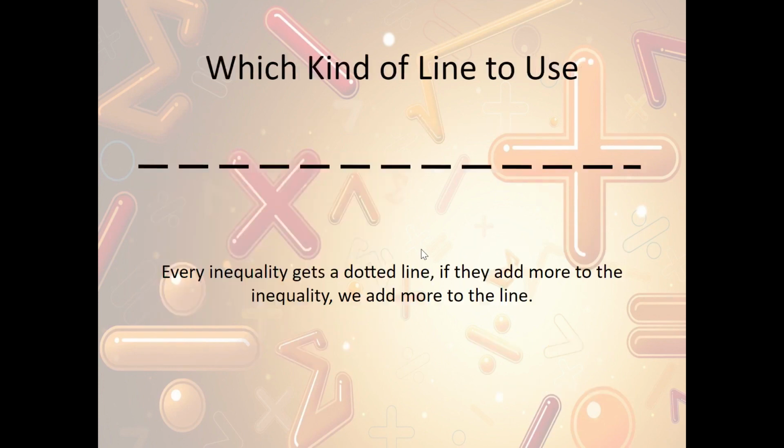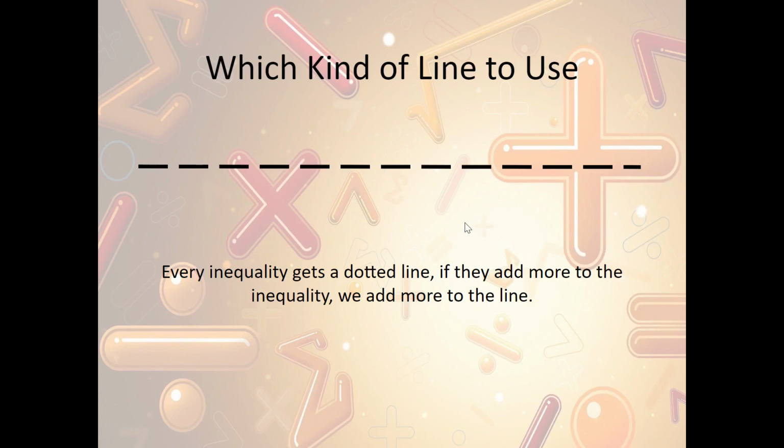So the shading is a new aspect of graphing that we need to consider. The other part is what kind of line to use. Similar to before where we talked about the open circle versus closed circle, same thing here. Every inequality gets a dotted line or an open line. Notice there, it's open because there's little spaces in between. So every inequality gets an open line or a dotted line.